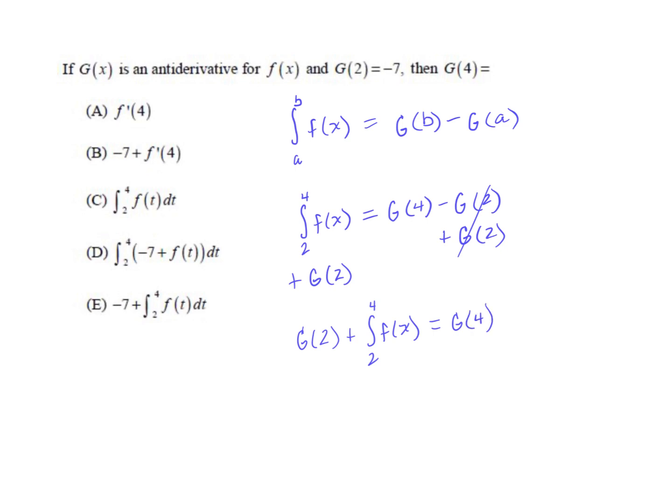And I actually know what g of 2 is, so I could say negative 7 plus the integral from 2 to 4 of f of x is equal to g of 4. And so based on this work, I would choose E as the correct answer.